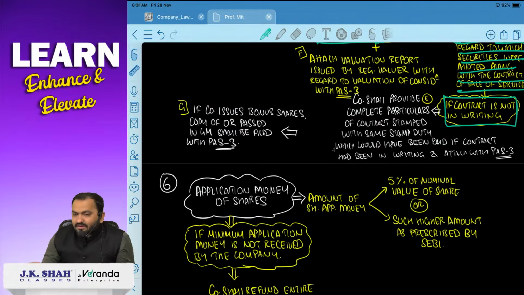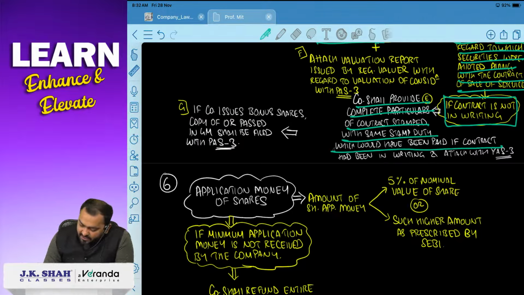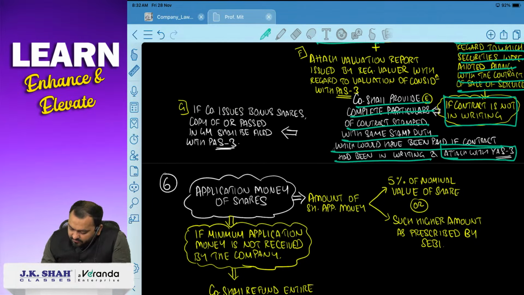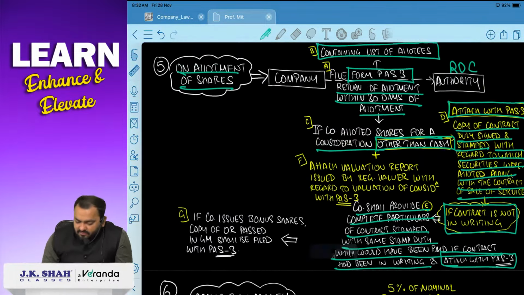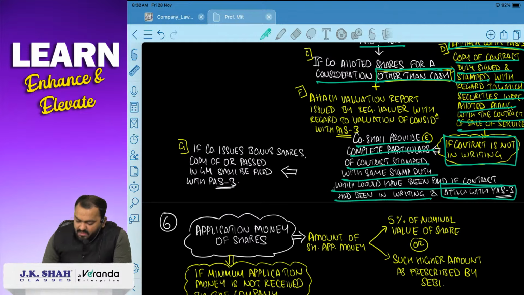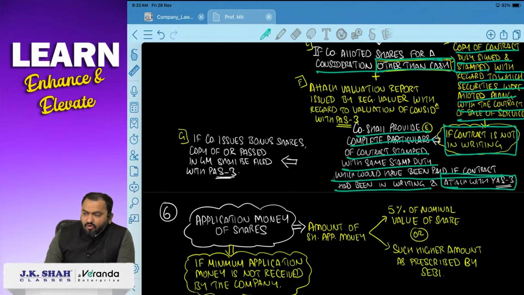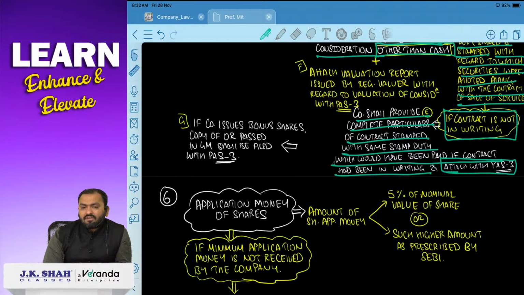Okay, see, if there is a contract in writing, you need to attach the copy of the contract. But if it is not in writing, you will give complete details of the contract in writing, with the same stamp duty which would have been paid if the contract had been in writing. That means you will give it in writing and attach the same copy with form PAS 3. Is this clear? Okay.